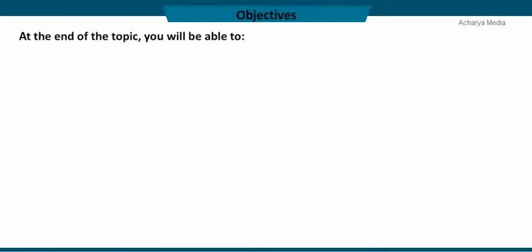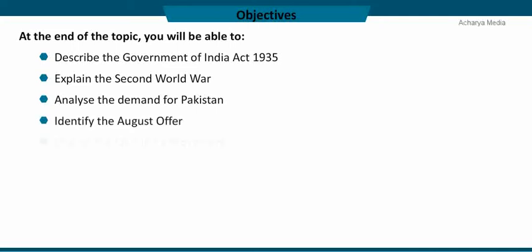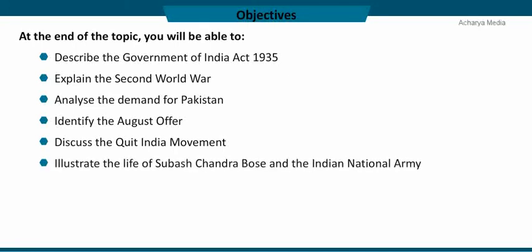At the end of the topic, you will be able to describe the Government of India Act 1935, explain the Second World War, analyze the demand for Pakistan, identify the August offer, discuss the Quit India movement, illustrate the life of Subash Chandra Bose and the Indian National Army.